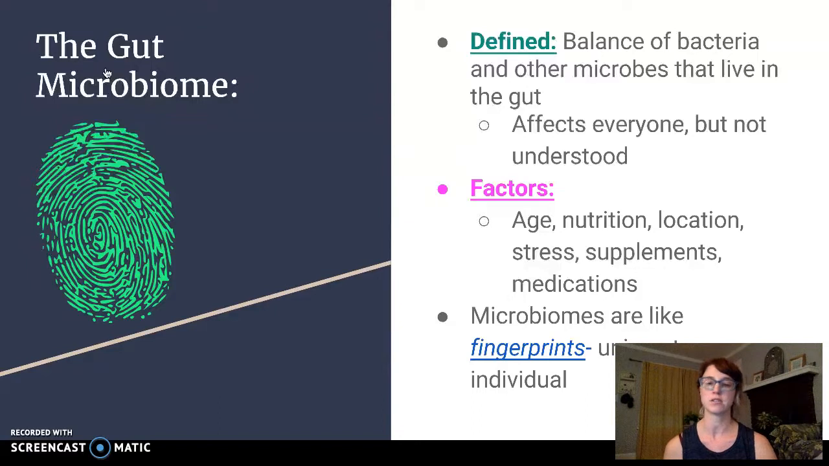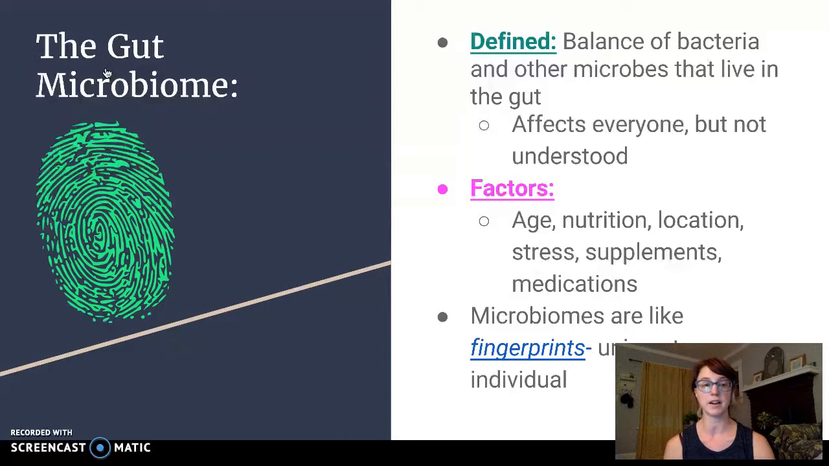So certain factors that influence the gut microbiome, we have age, which can change throughout the lifespan. Also nutrition, what a person eats and how that affects the balance of bacteria. The location, where the person lives and what is culturally normal for the food that they eat. Stress, supplements that the person takes, and certain medications can affect the gut microbiome. So our microbiomes are a lot like fingerprints. They are unique to each and every one of us. And like I said, they change based on the factors that I just mentioned above.